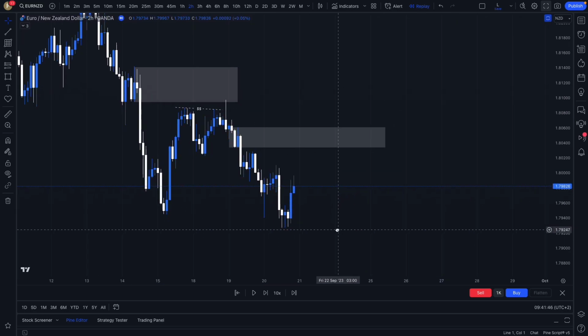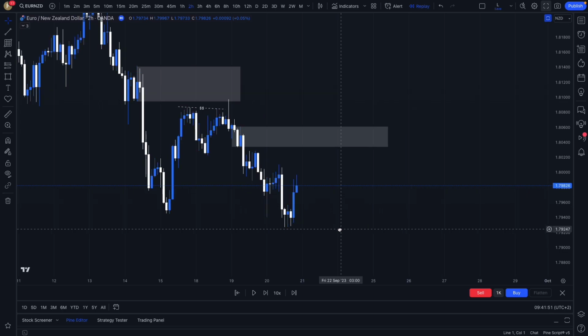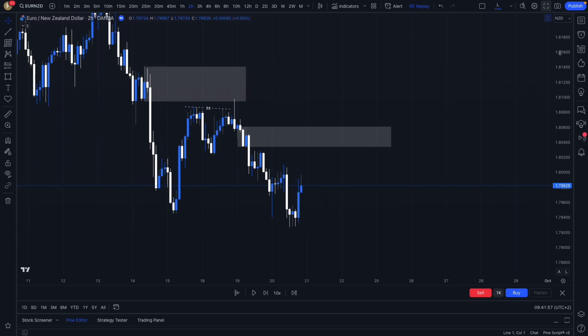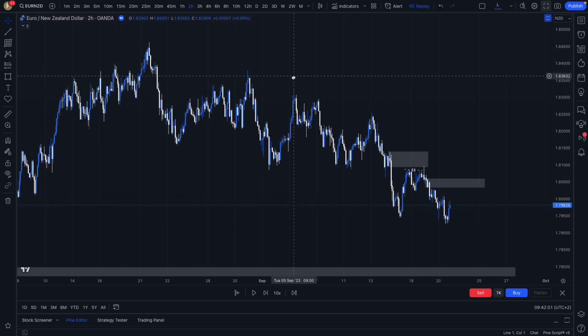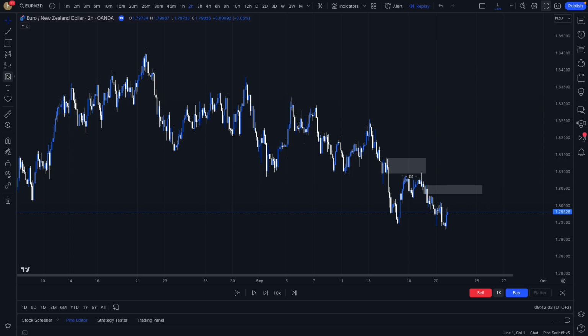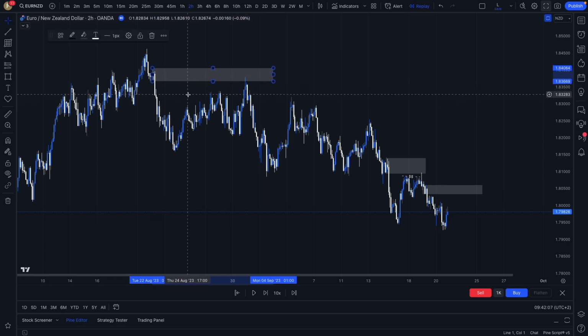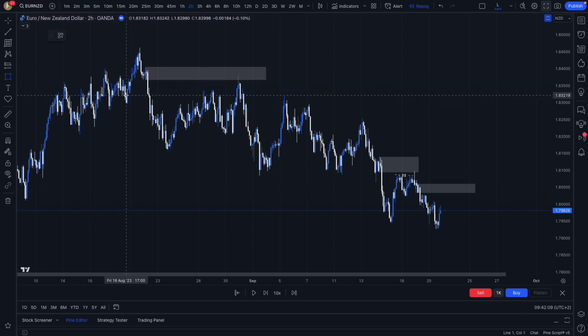Now, these rules are basically the foundation to finding valid order blocks, but these rules mean nothing without the following concept, which is market intention. Now, if I zoom out, you must ask yourself, why is price continuously respecting these buy to sell order blocks? And why is it continuously disrespecting these sell to buy order blocks?